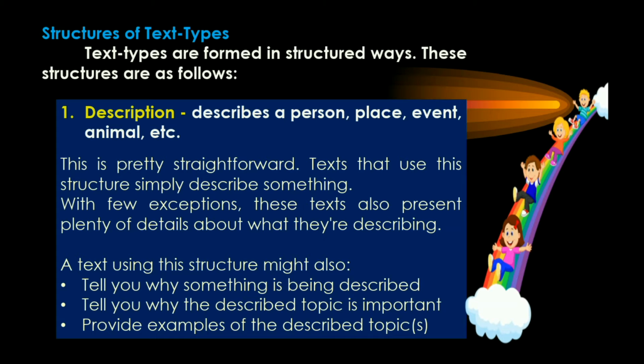So description. What does description mean? This describes a person, a place, events, and animal. This is pretty straightforward, so texts that use this structure simply describe something. So with few exceptions, these texts also present plenty of details about what they are describing. So a text using this structure might also tell you why something is being described, tell you why the described topic is important, and provide examples of the described topics.